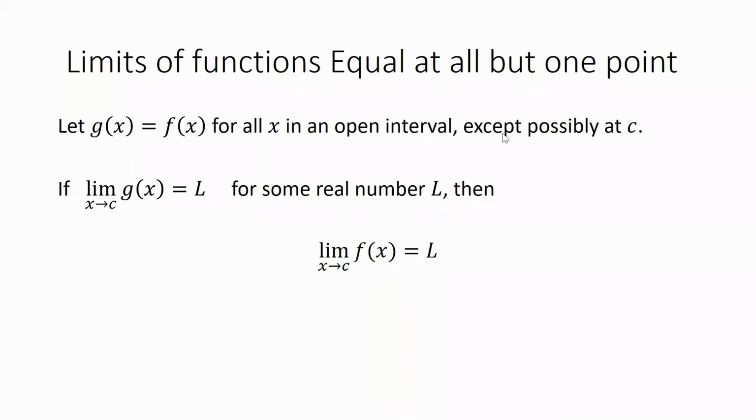So that's the concept. If we have two functions that are exactly equal except for one point, then the limits of those functions should be the same, even at the point that they may not be equal at.